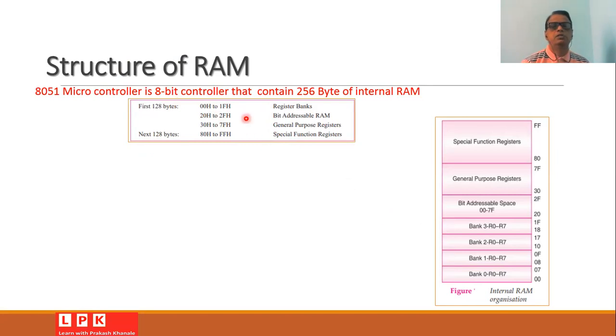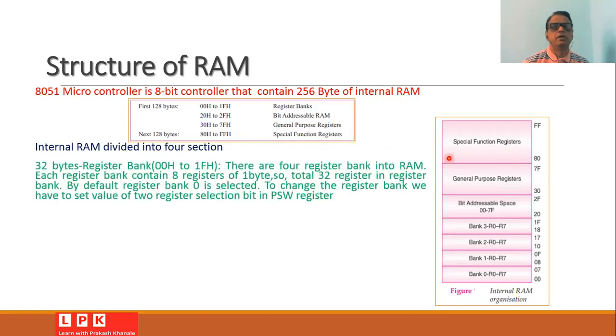Then from 20 to 2F, this is bit addressable RAM. This is the area which is a bit addressable space. From 30 to 7F, these are the general purpose registers. And the next 128 bytes, from 80 to FF, are used for the special function registers. So one can say that the internal RAM is divided into 4 sections.